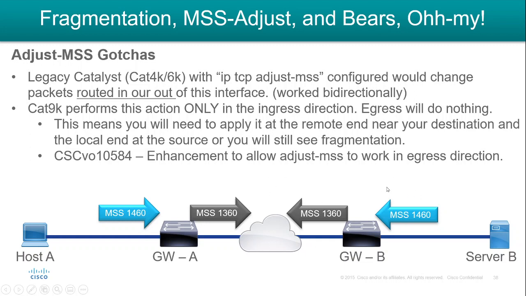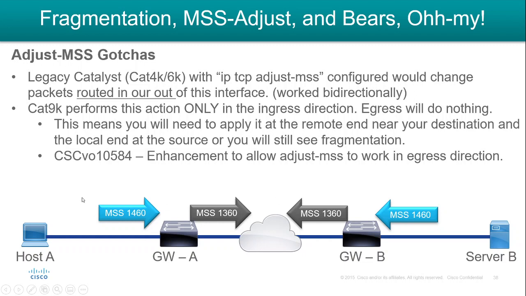In terms of things that you need to look out for as a network engineer, keep in mind legacy Catalyst products, and I use legacy in terms of things like the Cat 4K or Cat 6K. When they had this IP TCP adjust MSS configured, they would change packets bidirectionally, meaning if gateway A was configured, it would do the packets from A to B, but would also adjust the packets from B to A.